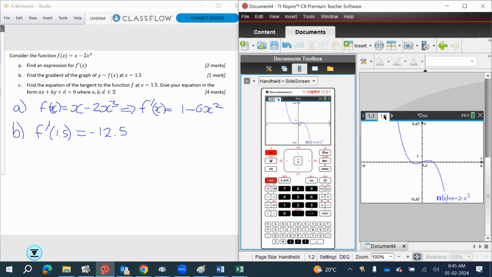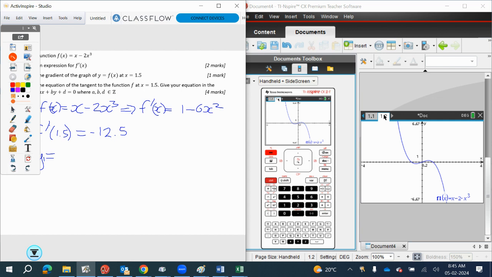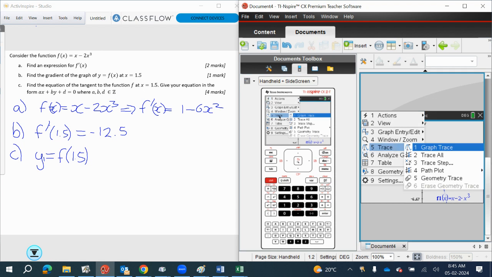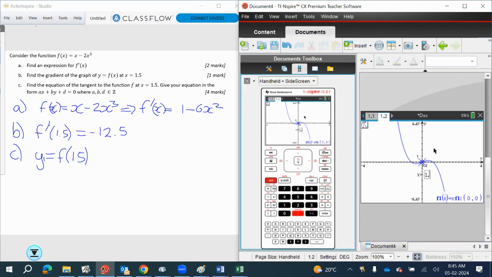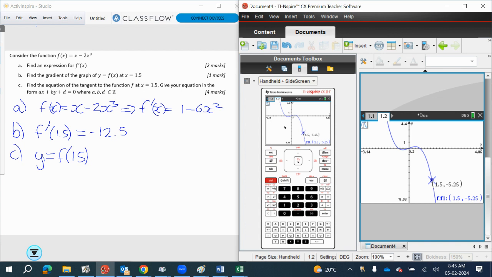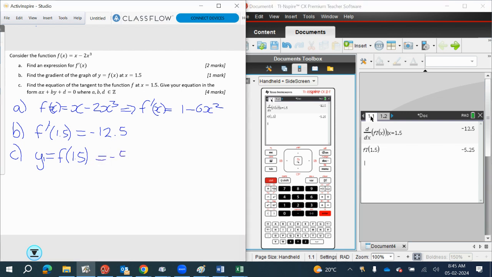Here at this point, we need to now find for C, the y value, or y1. This is given by f of 1.5. So f of 1.5 we can get here, we press menu, trace graph, and we can type 1.5, press enter twice, and it gives us the point down here. 1.5 comma 2 minus 2.25. We can do that here as well. Press variables, pull up the function, type in 1.5. So this is equal to minus 5.25. We have all the information we need.